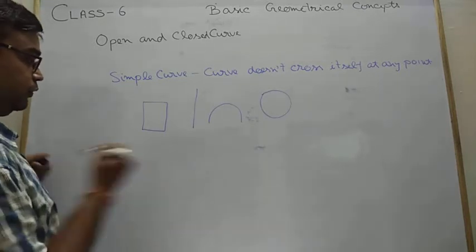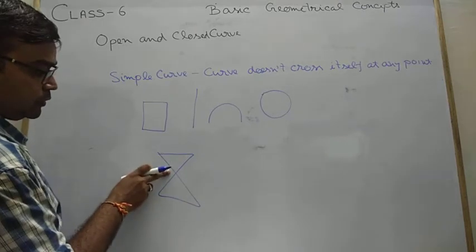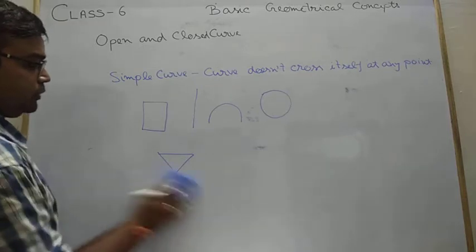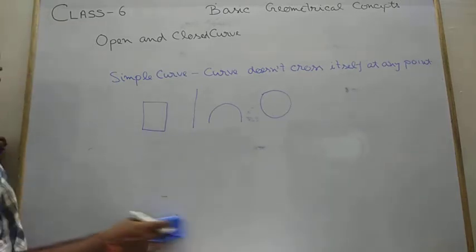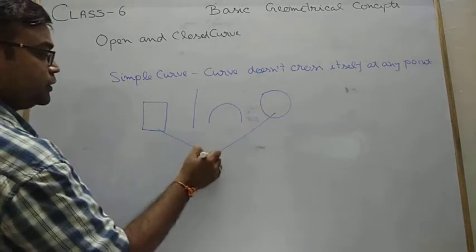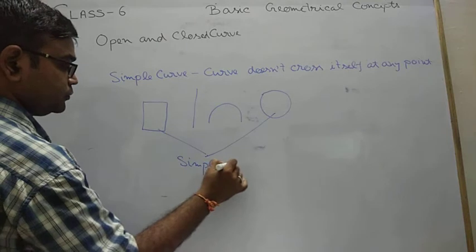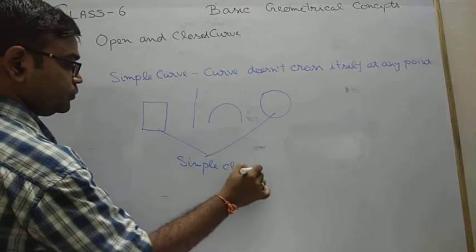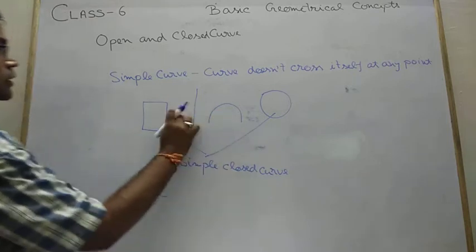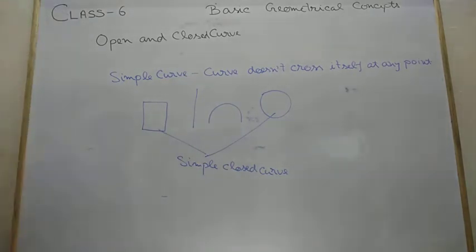Even if we draw the figure likewise, here the curves cross each other, so this is not a simple curve. And among simple curves, these two figures are known as your simple closed curve, and these are simple open curves. So hope this point is clear.